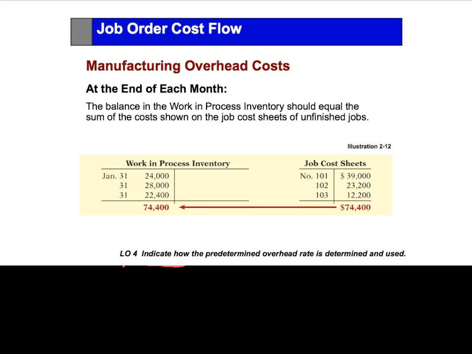Manufacturing overhead then at the end of the month is compared. The balance of the work in process should equal the sum total of all the job sheets. But keep in mind, this is actual. Direct material is actual. Direct labor, we measure and trace directly to the job. But this is assigned. We had to have a predetermined overhead rate, and we applied it based on the actual amount of direct labor dollars or direct labor hours, but we assigned a predetermined overhead rate. And that's the problem in cost accounting.